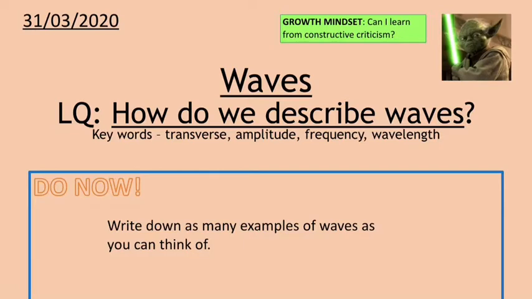So for the first lesson, we're thinking about how we can describe waves, and our keywords are transverse, amplitude, frequency and wavelength. And we'll think about what each of those means. Your first task is to write down as many examples of waves as you can think of. For example, waves in the ocean, light waves, sound waves.